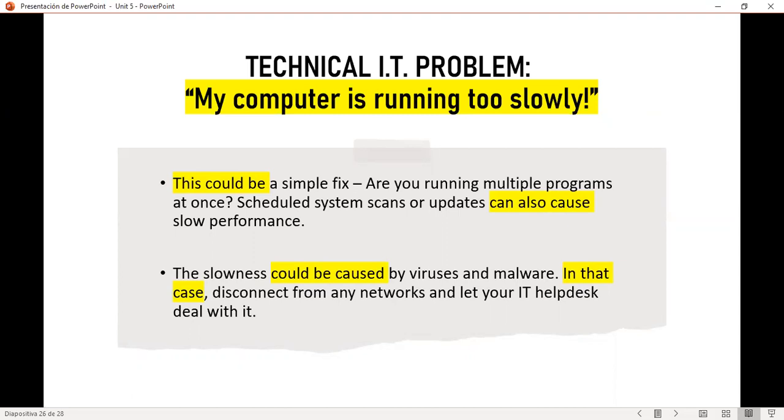So I have in here my possible causes: malware, virus, or scheduled updates or multiple programs. And I have, in this case, a possible solution: disconnect from any network and let your IT help desk deal with it. Something like this is what I want you to do. But actually, this is going to be your homework. I want you to think of a technical problem.